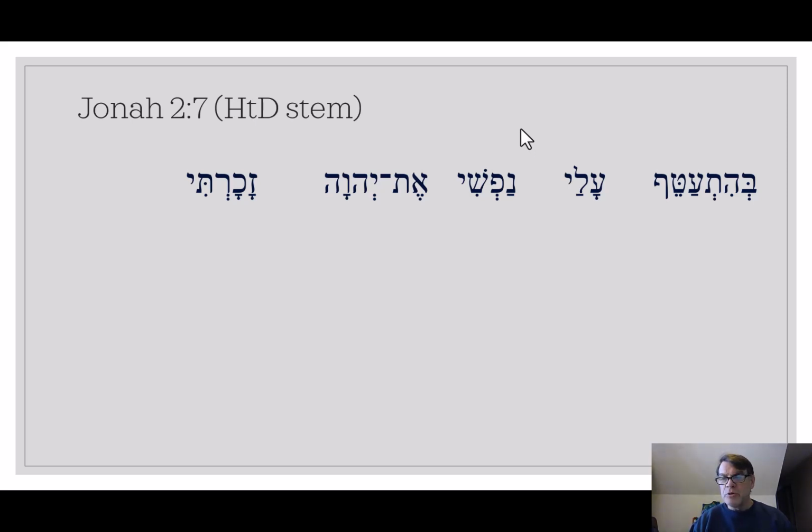See if you can pronounce Jonah 2:7 here in Hebrew. Here's how I would pronounce it. Bahit atef alai nafshi et Adonai, or Yahweh, zakarti. Okay, what do you recognize in this line?